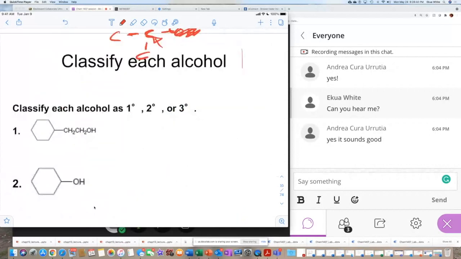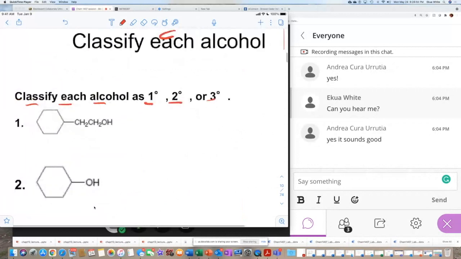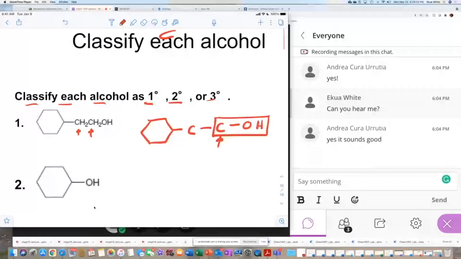So understanding that, we're diving straight into the deep end. It tells you to classify each alcohol as either primary, secondary, or tertiary. So here's the thing. You want to find out how many are attached to your carbon that's alcoholic, right? Here, I'm going to leave the hydrogens out so we can draw the thing. So that's this one here, next to that carbon, next to the OH. So this is my alcoholic carbon. How many other carbons are attached? As you can see, just 1. So this is going to be primary.